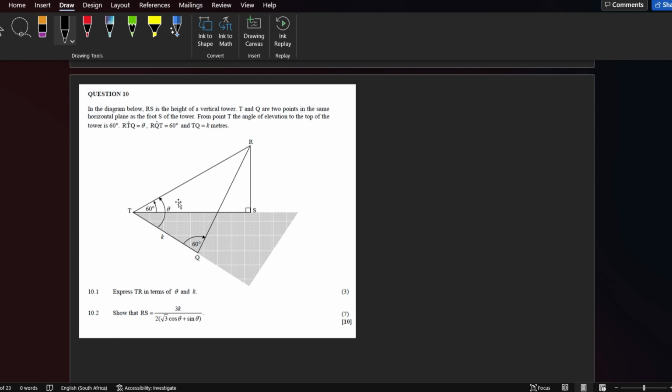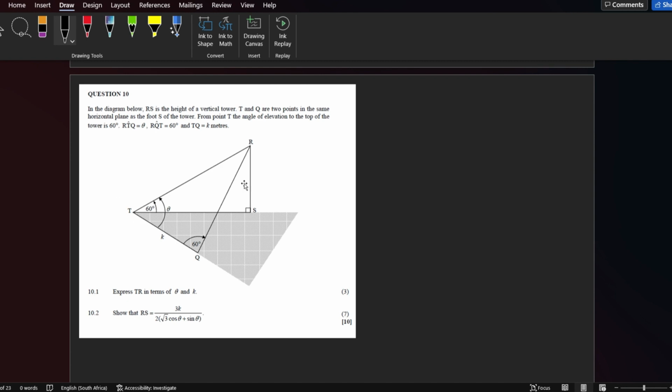RTQ equals theta, RQT equals 60, and TQ equals K meters. And then they've drawn for us a diagram with all the angles and sides indicated that they have given us in the short paragraph. Question 10.1 asks, express TR, which is this length here, in terms of theta and K.